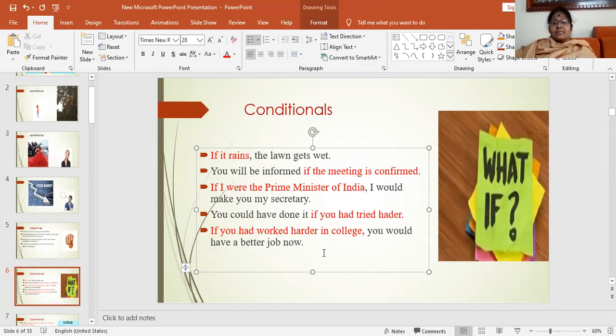Or look at the last sentence. If you had worked harder in the college, you would have a better job now. So what is common in all these sentences is that there is an if condition. If this condition was done, this condition will take place, right?